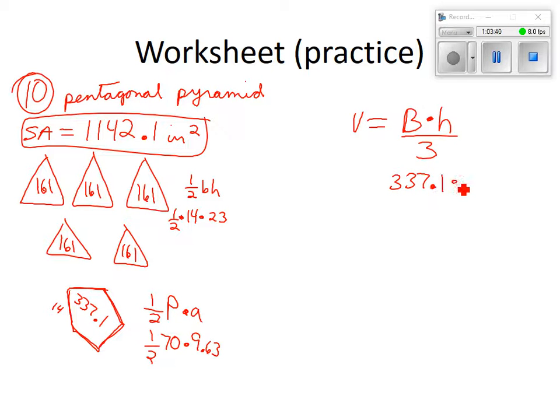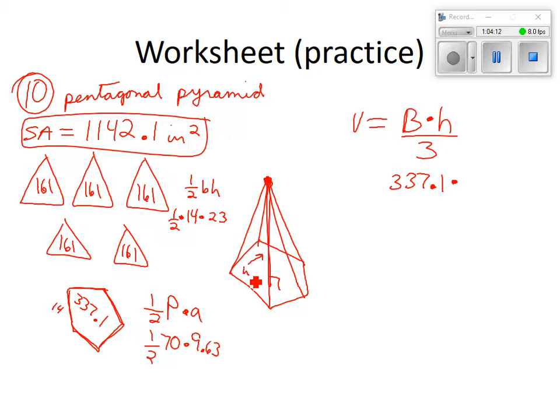337.1 times, here you have to be careful. You have to find the height. If I have this, do we know the height? No, but we can just use a squared plus b squared, Pythagorean theorem. Remember, these lines that I'm drawing down through the side, that's the slant height. We want the height going directly down through the middle and making a right angle in the middle of the shape. That's the actual height.